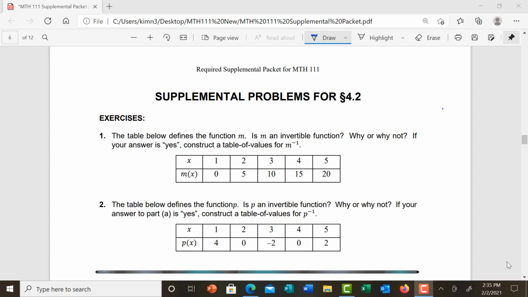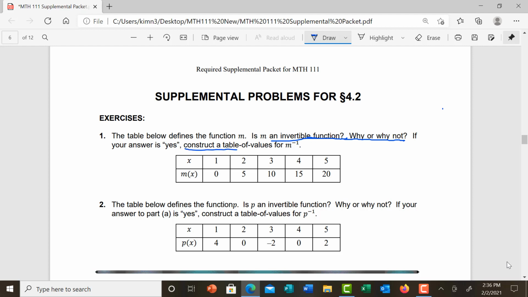So on number 1, if you notice, our x's are all different and they map to different y's. Nothing shows up twice on the m of x row and nothing shows up twice on the x row. So this one is invertible because it is 1 to 1. So that would take care of your first question right here, as to is it invertible and why. So it is because it's 1 to 1.